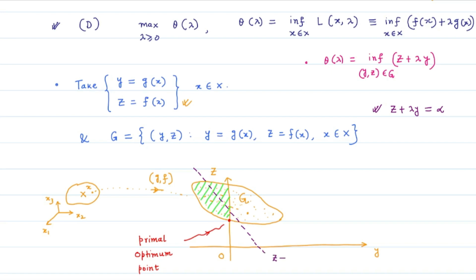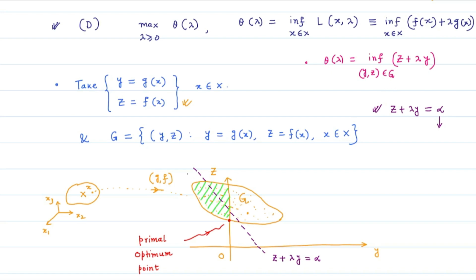For a given alpha value, let's suppose this is your line z plus lambda y is equal to alpha. Now to find the value of theta lambda for a given lambda, once you have fixed the value of lambda, obviously the slope of this line is fixed, right? Now to find the infimum most value of this expression, we go for altering this level value alpha.